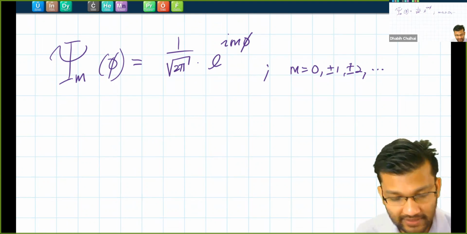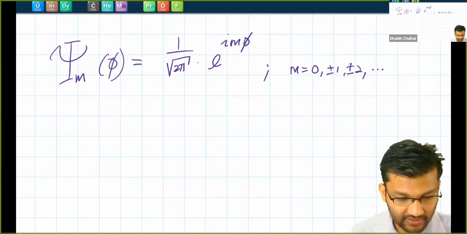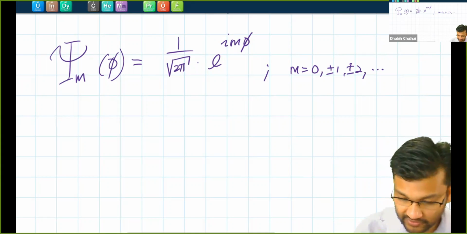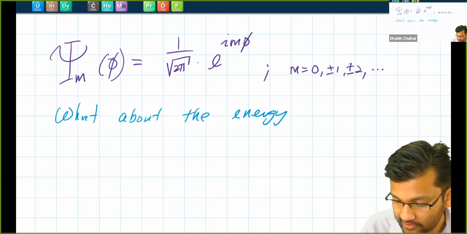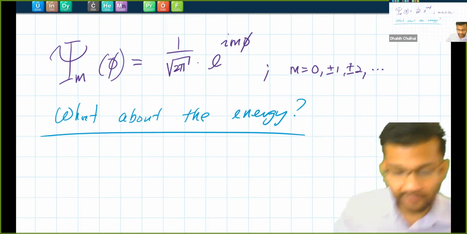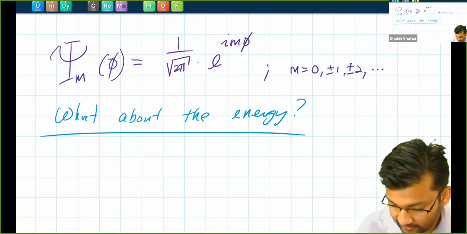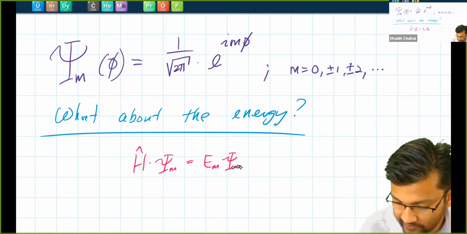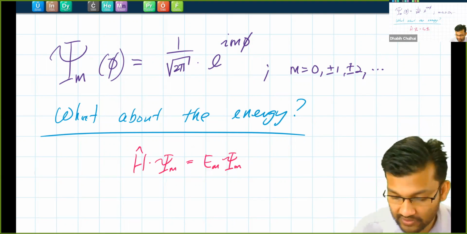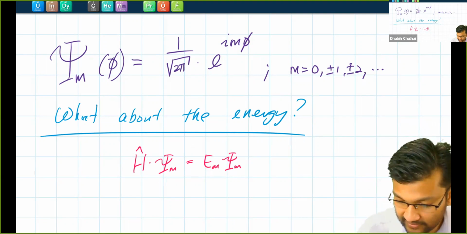What did we say we needed to do? We need to find a wave function. We also need to find the energy. So let's do that right now. We know that the Hamiltonian times the wave function will give us the energy times the wave function. I'm putting little m's there because we know that there's not just one, there's a whole class of them with respect to the quantum number m.